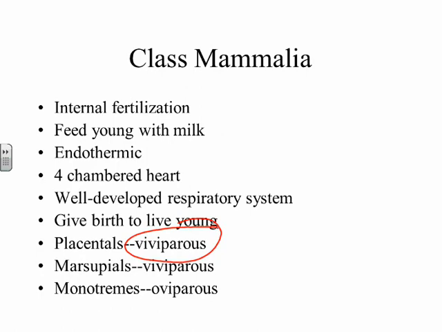There are a couple of egg-laying mammals, though. They're in a group called the monotremes. What are the only two egg-laying mammals that exist? The platypus and echidna, which is a little anteater. Tiny little anteater called the echidna. Other than that, all mammals are viviparous, give birth to live babies.